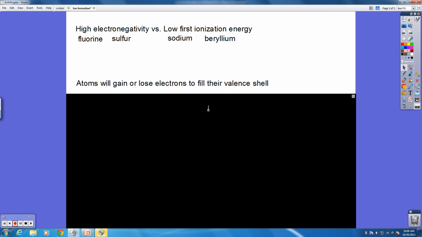So atoms are going to gain or lose electrons to fill their valence shell. Now take a guess as to whether things with a high electronegativity are going to gain or lose electrons, and the same for first ionization energy. Make a little hypothesis and then continue the video.